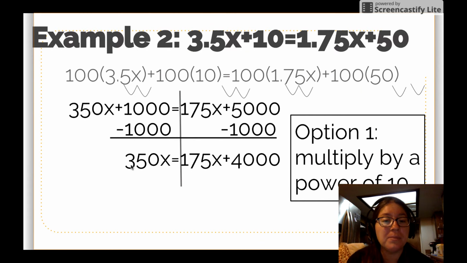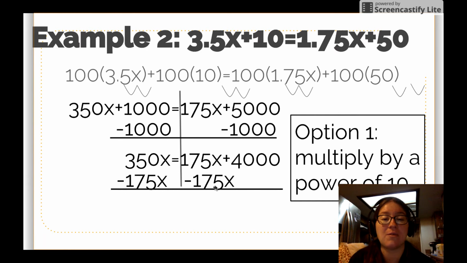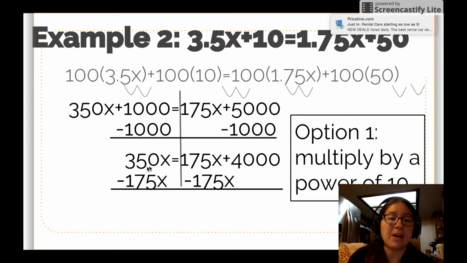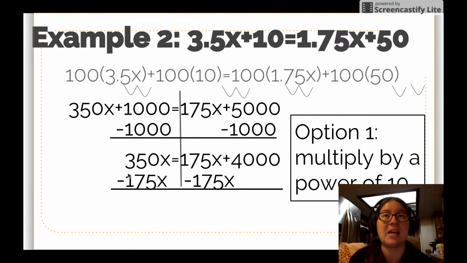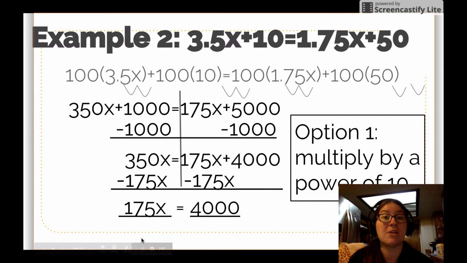I've got to combine them by canceling 175x with negative 175x. Remember, whatever you do to one side, you've got to do it to the other side to keep the equation balanced. Now I've got 350 minus 175. If you want to pause and do the work, see if you can get the next step. 175x and negative 175x cancel out. 350 minus 175 is 175. Bring down 4,000.